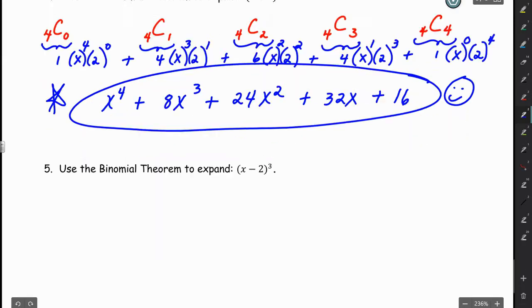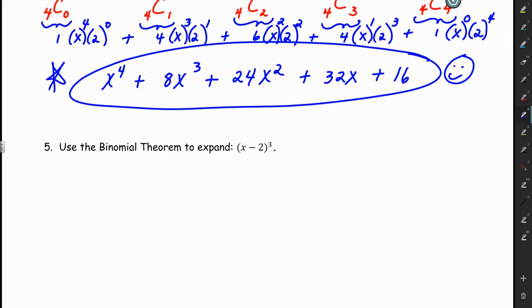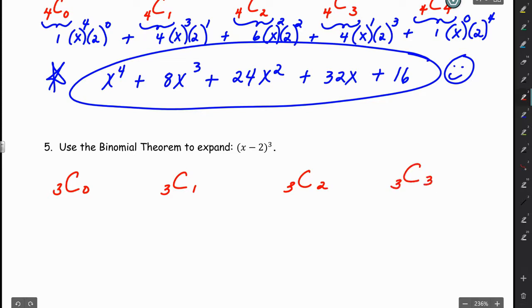All right, let's try another one. Use the binomial theorem to expand (x minus 2) cubed. All right, so we know that we are going to start with 3 combination 0, then 3 combination 1, 3 combination 2, 3 combination 3. And we would go to our calculator and we would enter those in.